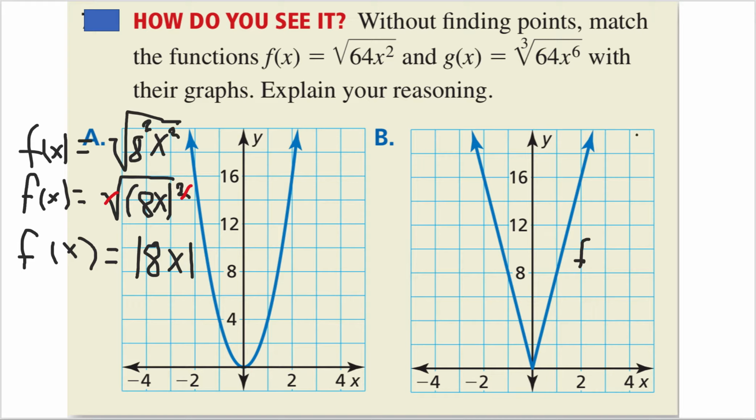But if we are trying to find g of x, let me simplify and see what g of x gives us. And g of x, if I'm simplifying, here is a cube root, and instead of 64, I see this is a cubic number. I can write it as 4 cubed.